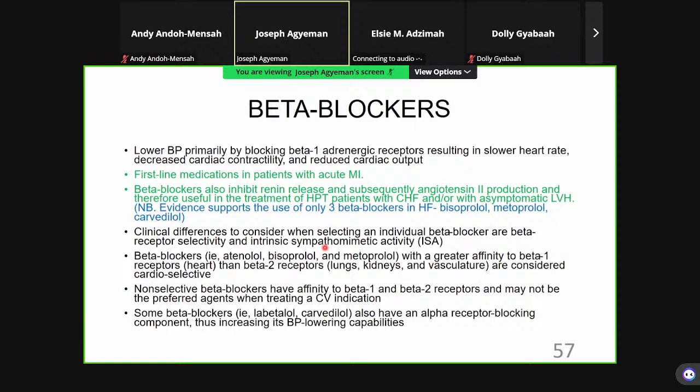Other considerations include their lipid solubility. Those that are more lipid soluble easily cross the BBB and cause CNS side effects like sleep disturbance, nightmares, tiredness, and what have you. So all those things you may have to consider. So these are the agents. As I said, carvedilol has additional alpha-1 blockade. Labetalol is another beta blocker with some alpha-1 blockade as well. And all these will help improve BP properties and their good properties, the reason why they are employed in other cardiovascular issues.